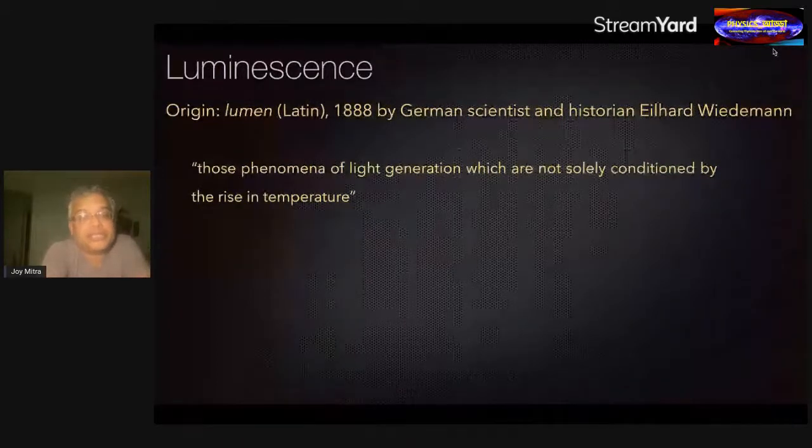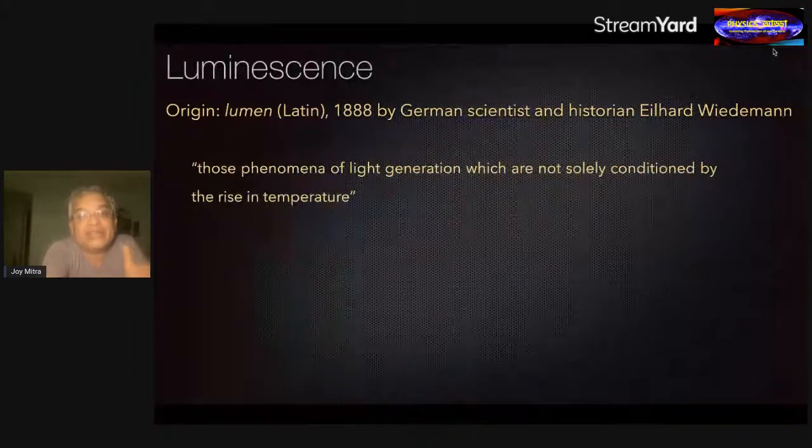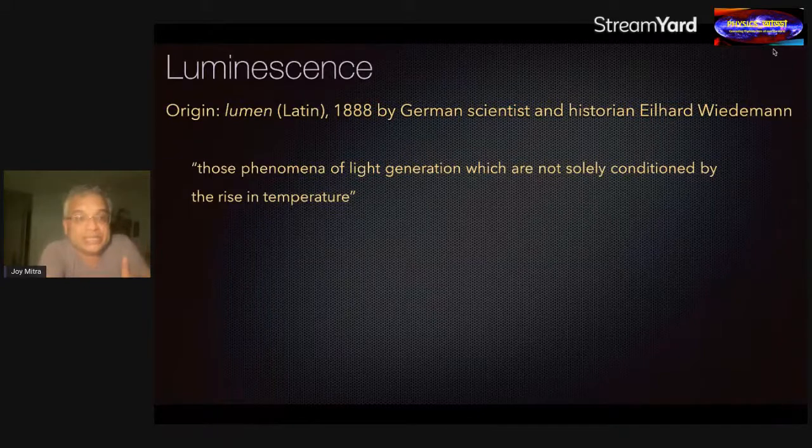So you see, the temperature of the body, and the equilibrium of matter and radiation, is central to whether a certain source of light is incandescence or luminescence. The word lumen actually is Latin in origin, and it was first coined, as we can see in literature if you go to the history of light, in 1888 by the German scientist and historian Eilhard Wiedemann.